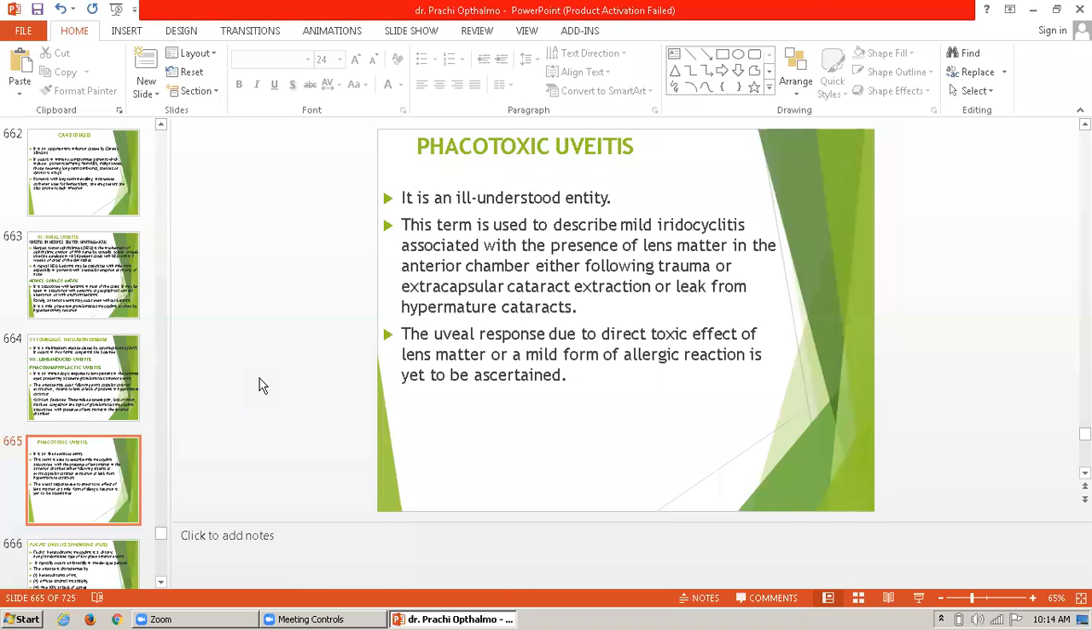Then, phacotoxic uveitis. It is an ill understood entity. This term is used to describe a mild iridocyclitis which is associated with the presence of lens matter in the anterior chamber, either following trauma or extracapsular cataract extraction or the leak from hypermature cataract.